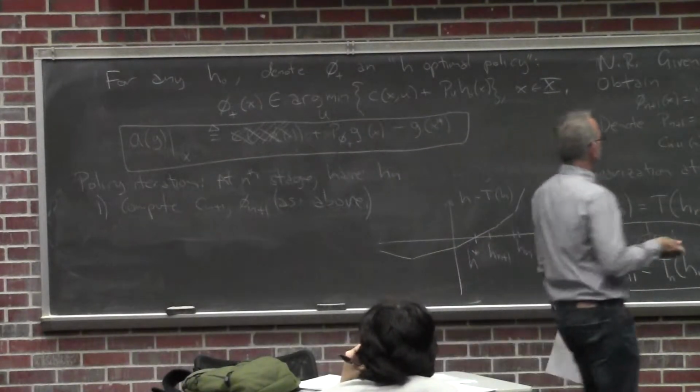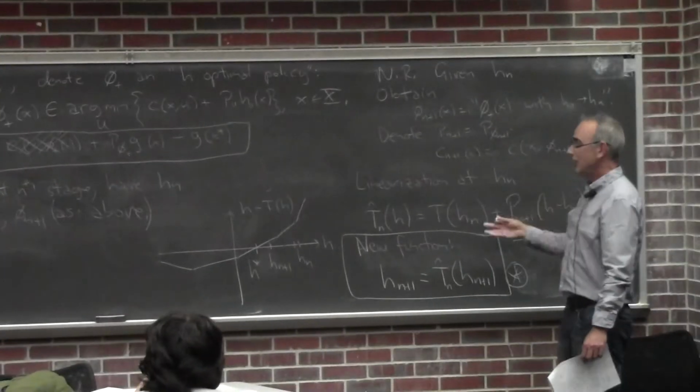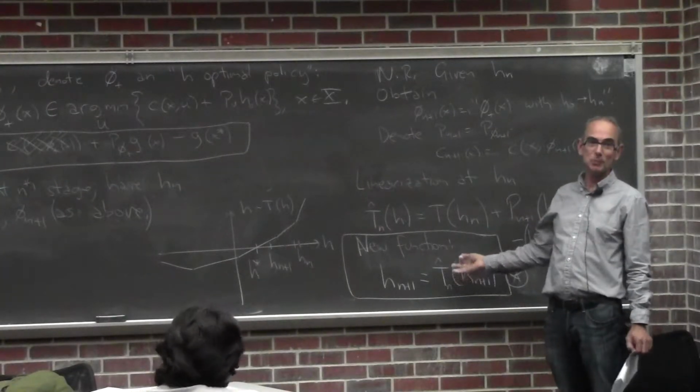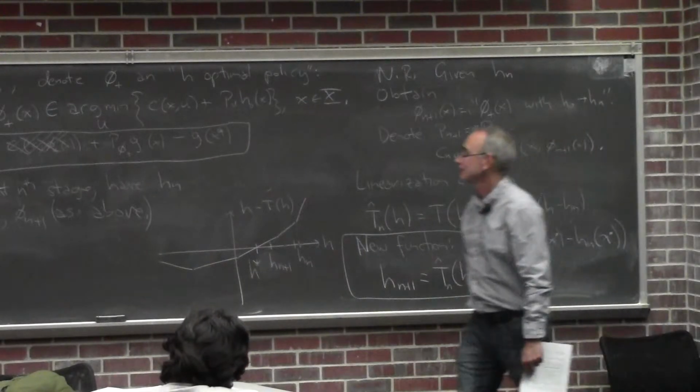So the nth stage of the policy: I just told you the first steps, do this, then solve this, but this is just Poisson's equation. It's the miracle.